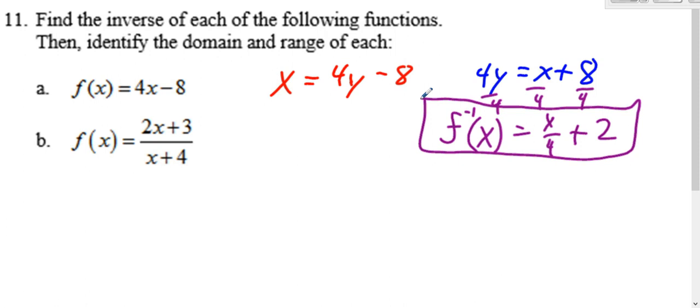And it says identify the domain and range of each. This is still a line. X over 4 plus 2 is like 1/4 x plus 2. So since this is a line, that means your domain is negative infinity to positive infinity, because lines go forever to the left and forever to the right. Also, this is a line with a positive slope, which means it goes down forever and up forever. So it's negative infinity to positive infinity for the range as well.